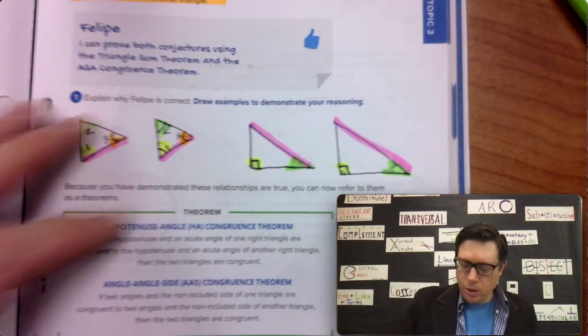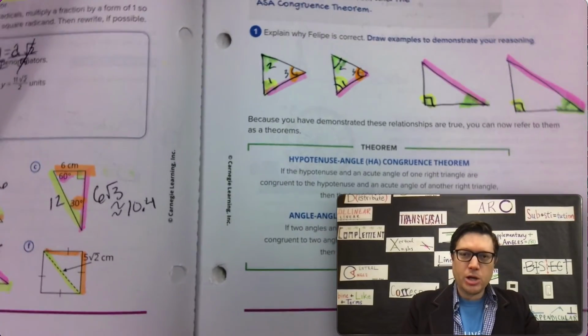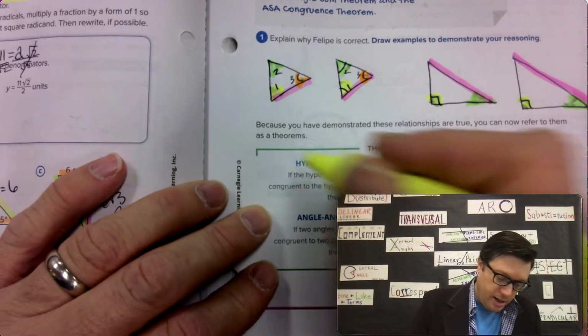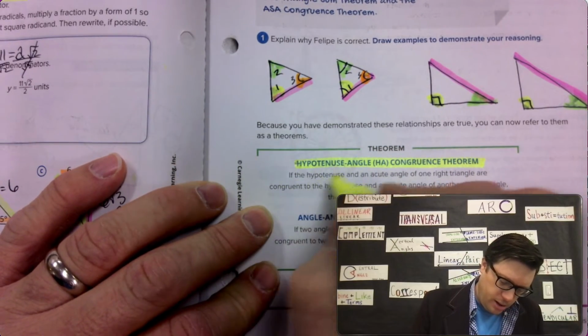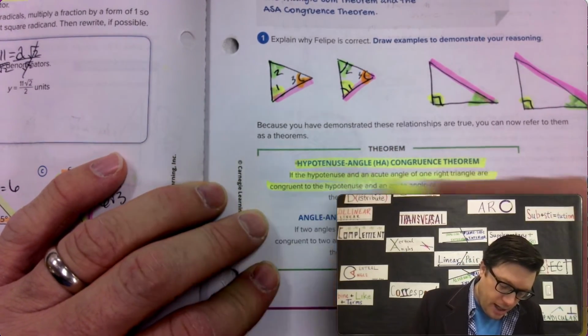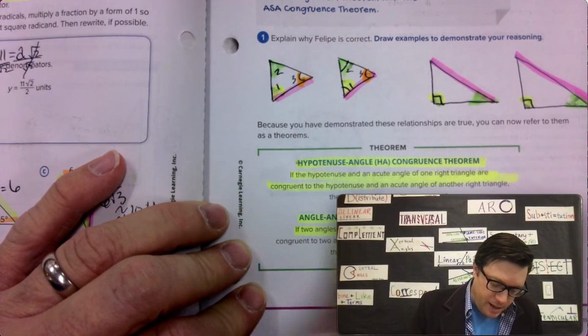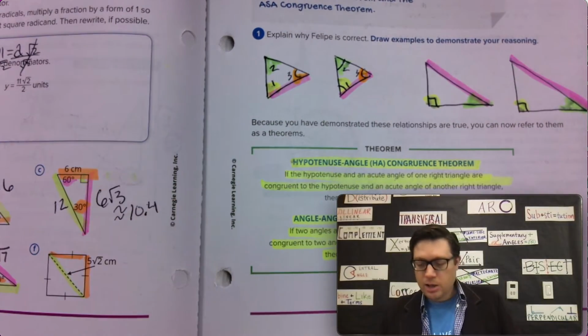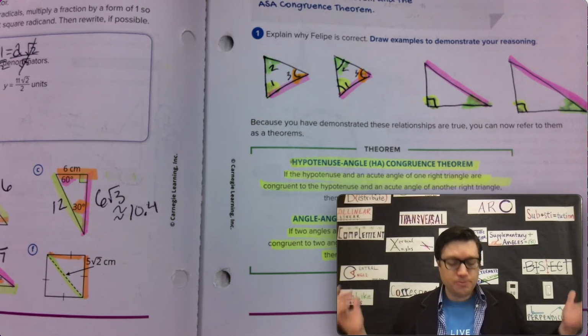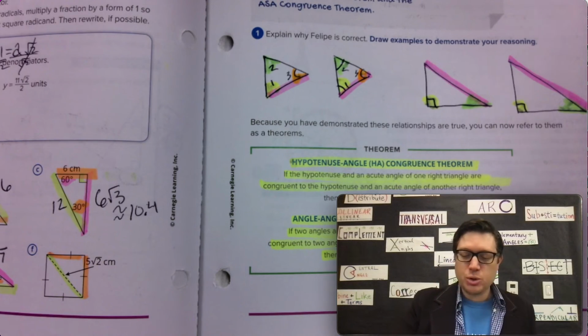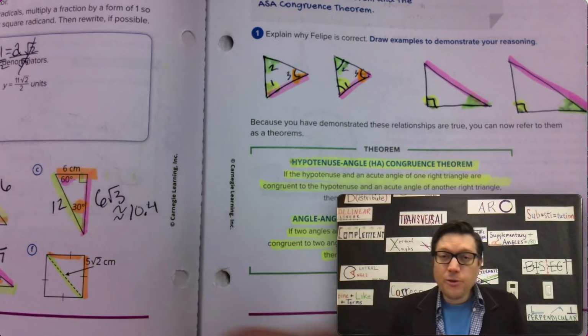Take a minute, make your own note cards. Make sure you get some highlight going on the angle-side or hypotenuse-angle congruence theorem. And then that you also get some note cards made for the angle-angle-side congruence theorem as well. Those two theorems, added them to our list, added them to our stack of stuff. That's it for activity 4.